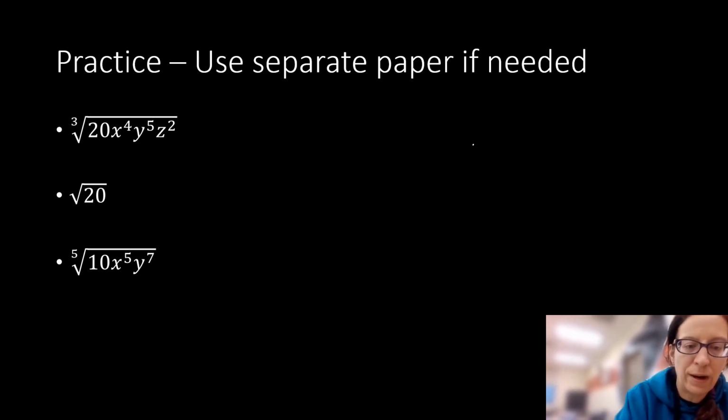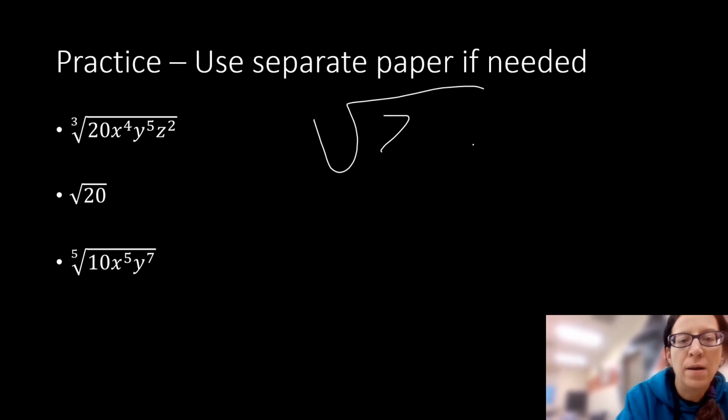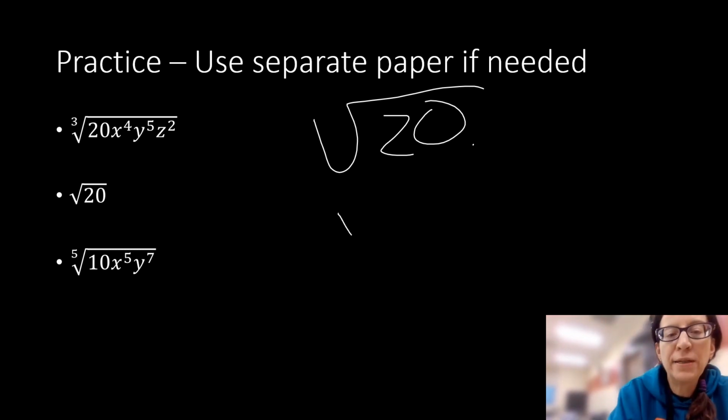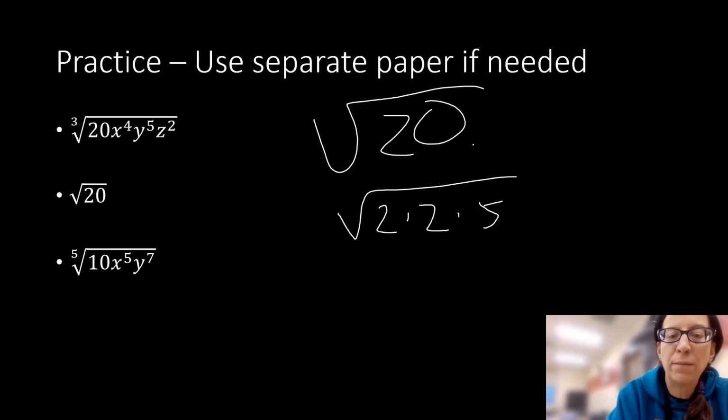is the square root of 20. So I like doing this one because we do have a lot of students that do struggle with simplifying square roots, and this does give you another tool to use. So we just did the prime factorization. We said the prime factorization of 20 is 2 times 2 times 5.